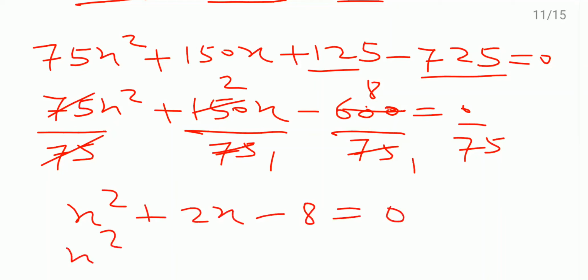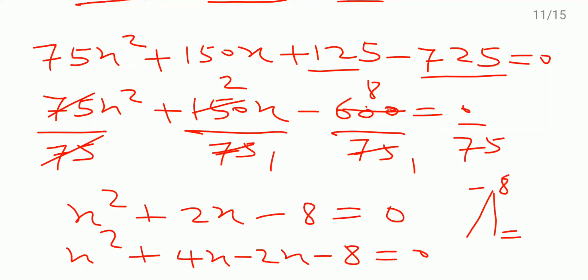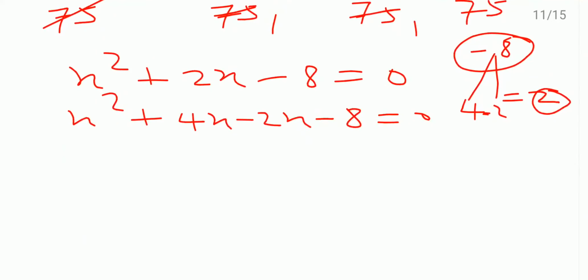So we'll split the middle term, x square. 4 twos are 8. See here, the product is minus 8 and sum is plus 2. So 4 minus 2. So sum is coming plus 2 and the product is coming minus 8. 4 into minus 2 will be minus 8. Okay. So I have split the middle term.